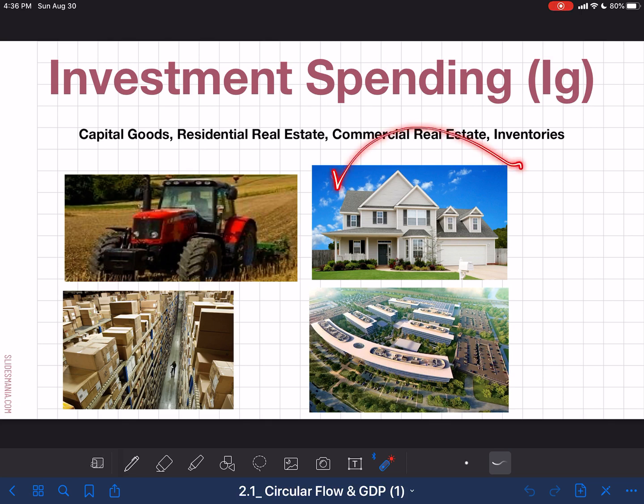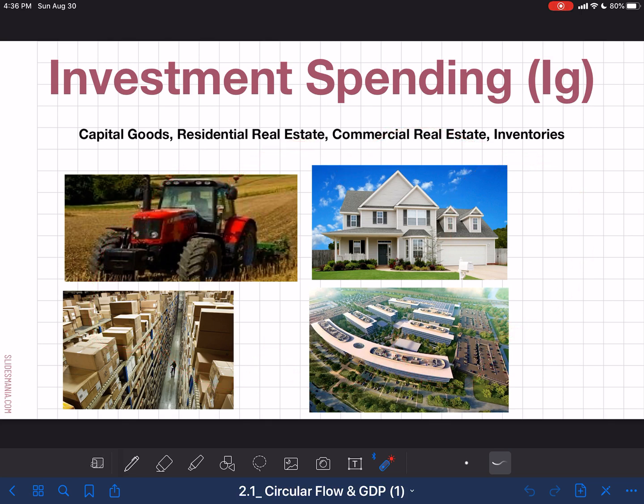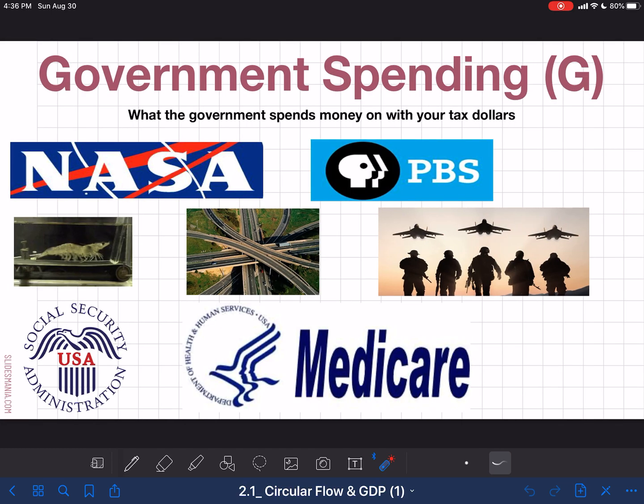You can touch all of these things. All of these things you can actually place your hand on and physically feel that purchase. You can't feel a financial purchase. And that's the difference. Investment is physical capital purchases, things you can actually touch, and it's not going to be your financial transactions.